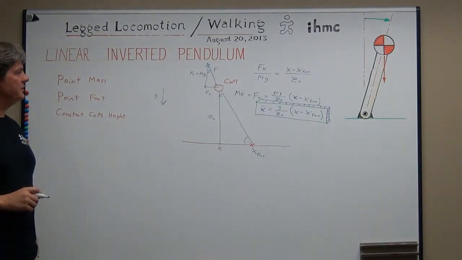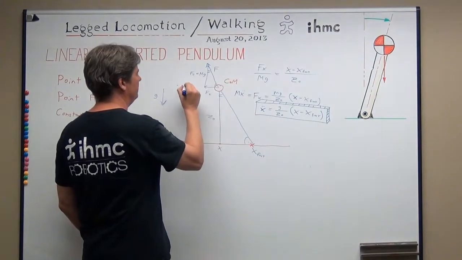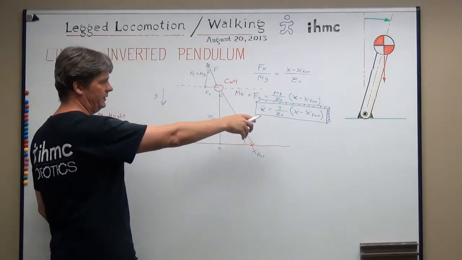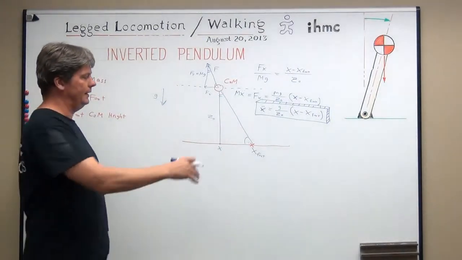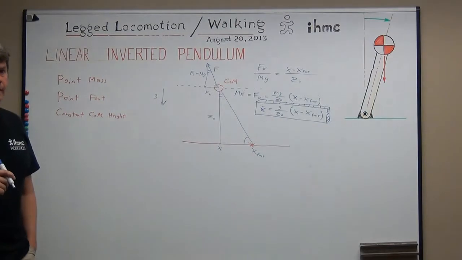Another way you could come up with the same answer is to say that it's a fixed pendulum rather than moving at a constant height. Say it's a constant leg length, and then you get sine theta in there, and then you do the linear approximation of theta, and you get essentially the same thing.